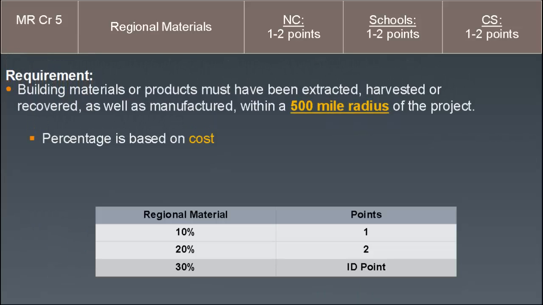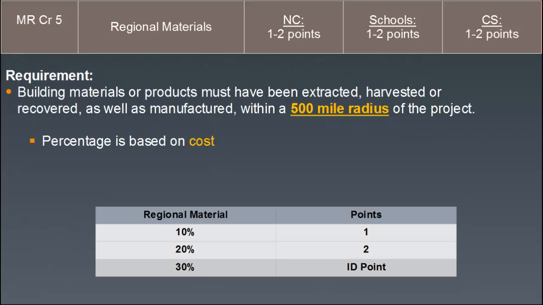MR Credit 5 is regional materials. New construction can earn 1 to 2 points. Schools, 1 to 2 points. And core and shell, 1 to 2 points. The requirement is building materials or products must have been extracted, harvested, or recovered, as well as manufactured, within a 500-mile radius of the project.